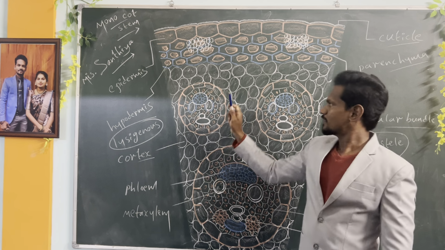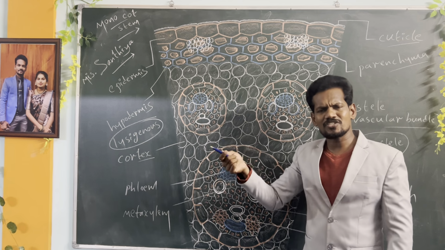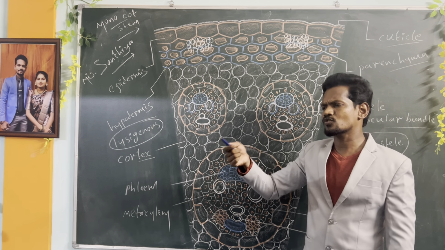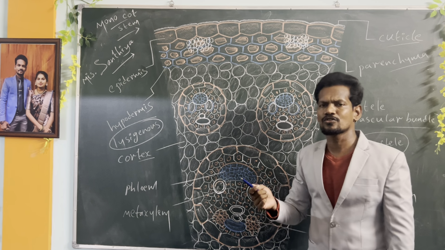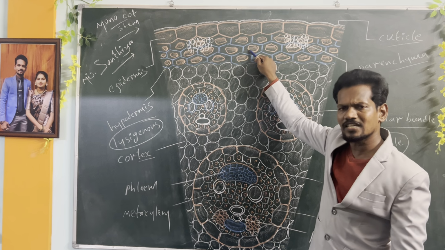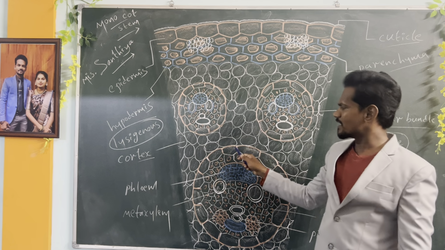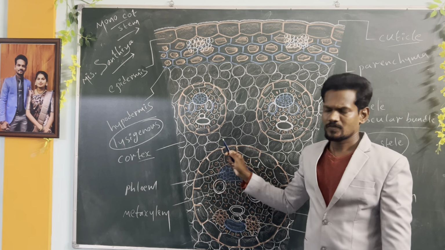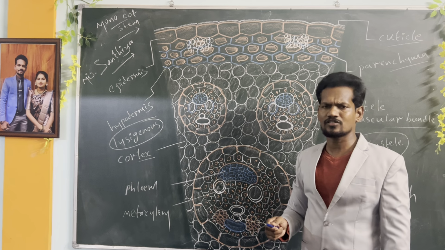cortex. In dicot stem and dicot root, the cortex is subdivided into exodermis or outer cortex or hypodermis, then general cortex, then endodermis. The innermost layer of the cortex is modified into endodermis.